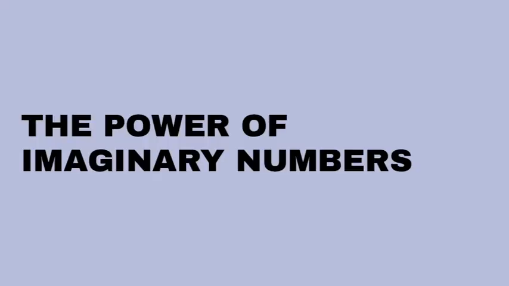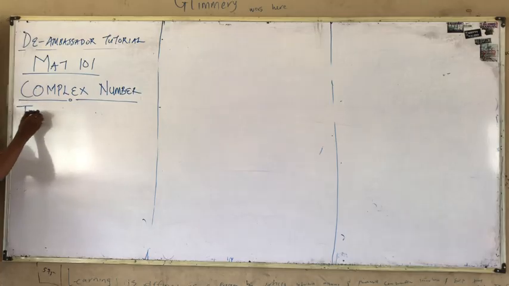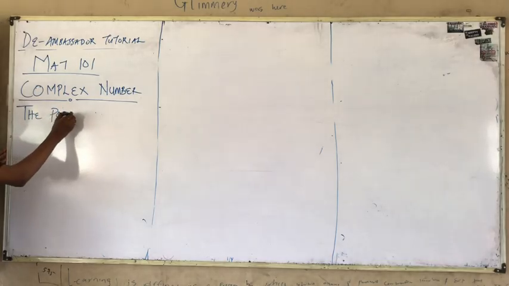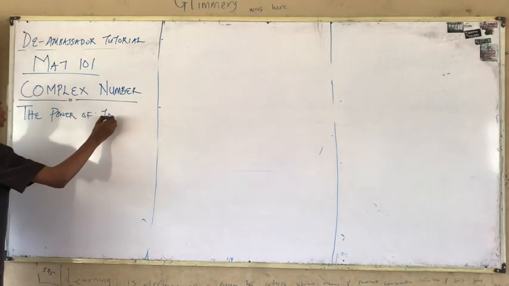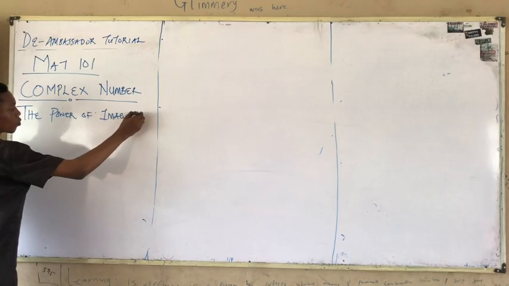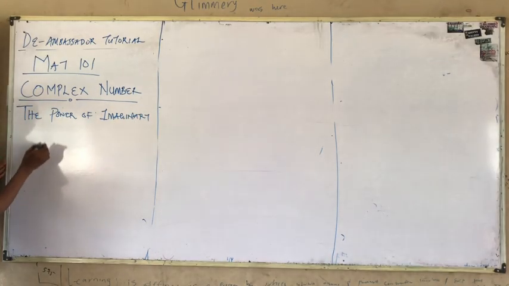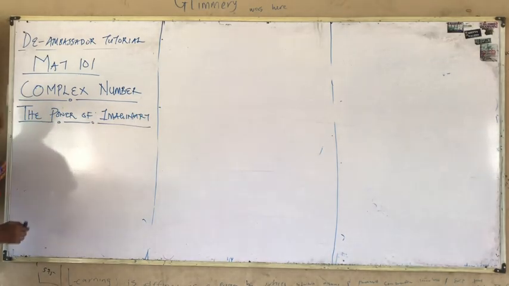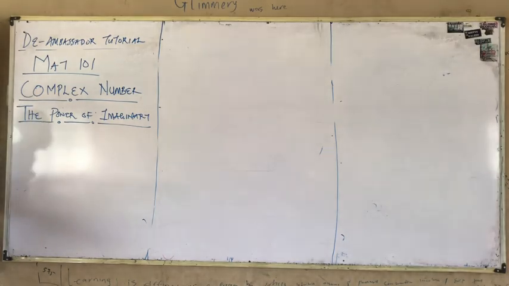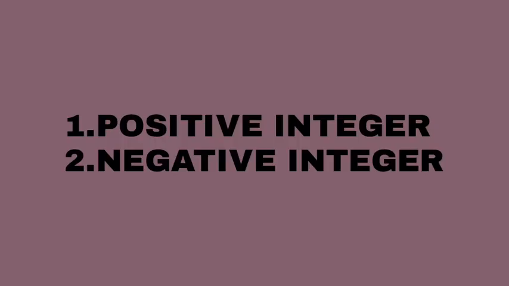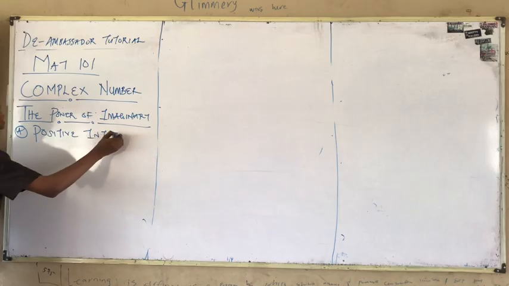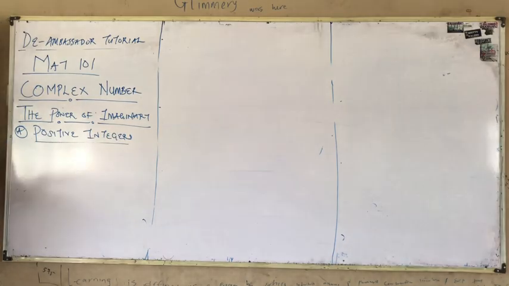let's go. The power of imaginary number. So there are two powers in imaginary. We have the first one, the positive integers. And we have the negative integers. So let's do a quick example. Are you with me, everyone?